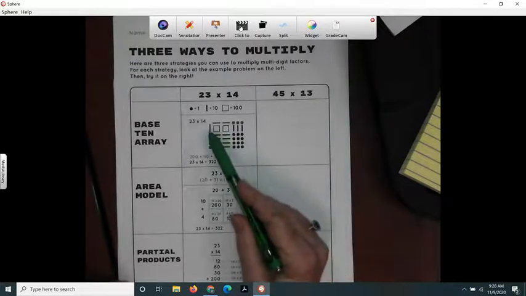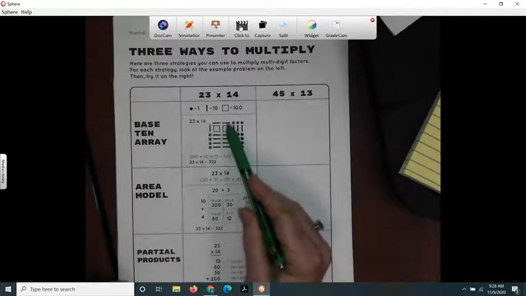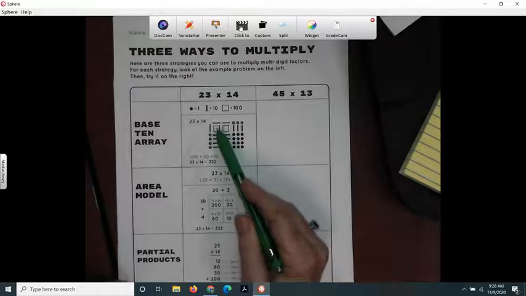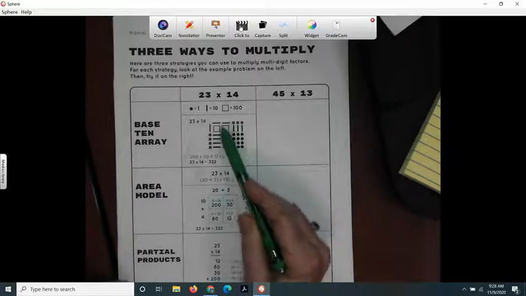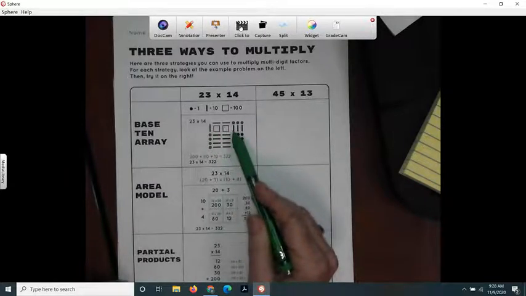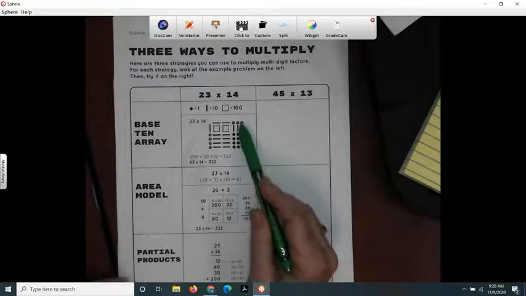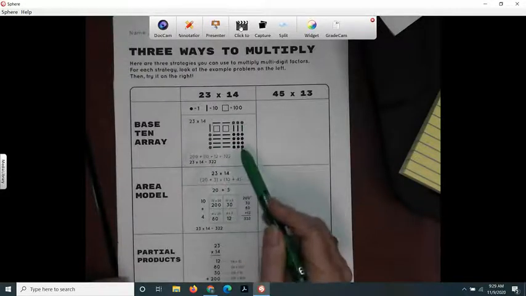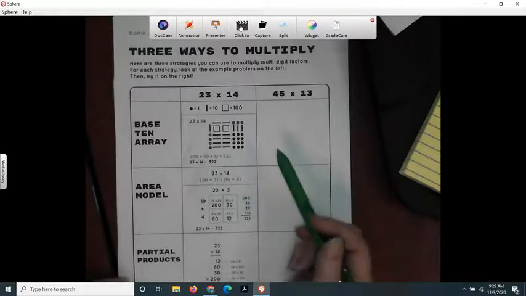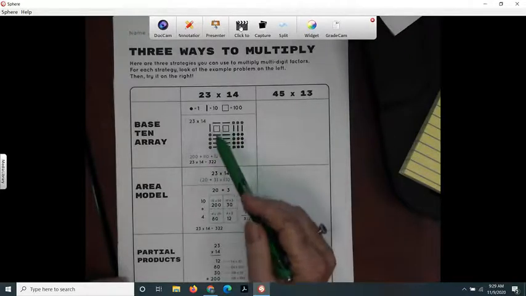10 times 10 is 100, but we're doing it with pictures. 1 times 10 gives me this 10. 1 times 10 is 10. And so on. These little ones are because it's this times this, like length times width makes the box. And then you can add these all together.